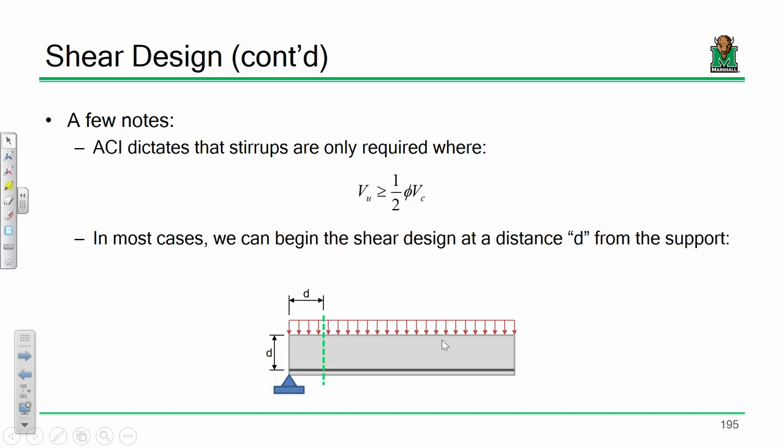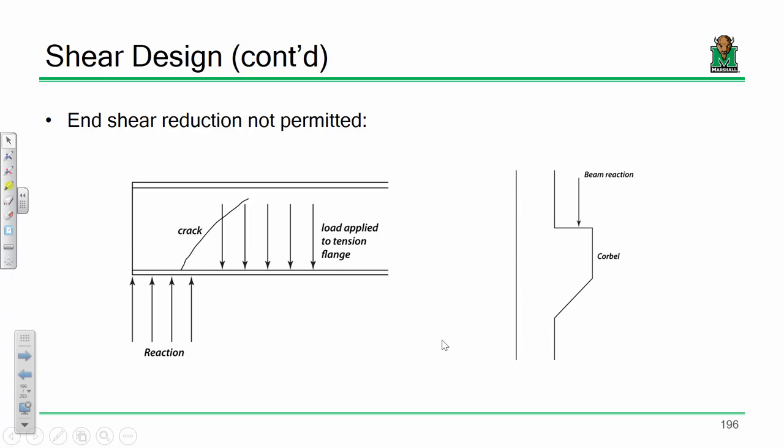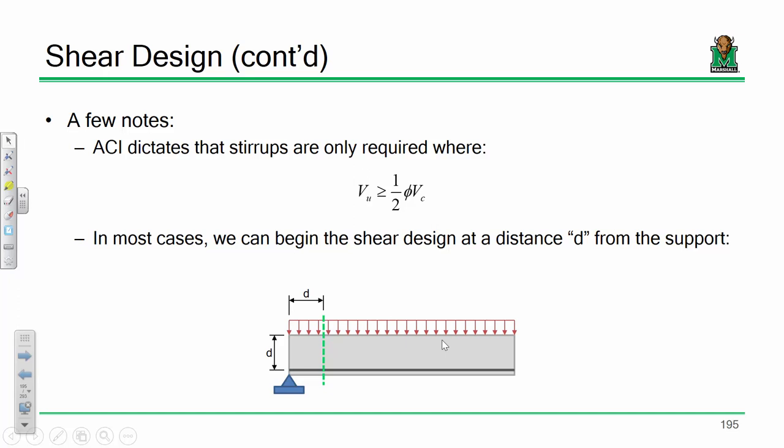The reason why is because right there near the support, you can have a lot of concentrated force effects. The idea is that in reality, it takes a little bit of time and a little bit of distance for those stresses from the support reaction to propagate throughout the beam and for it to actually behave like a beam, as opposed to just getting squished by this massive reaction force right here.